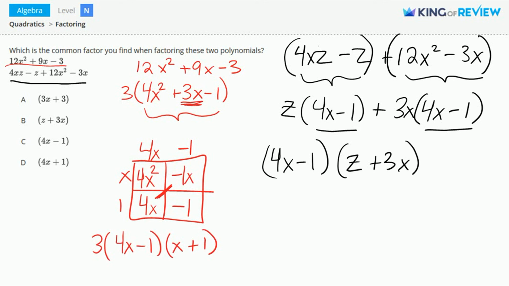And our question asked for a common factor in both of these polynomials. We see here that there's a 4x minus 1 in each of these polynomials. So the correct answer is 4x minus 1. Letter C is correct.